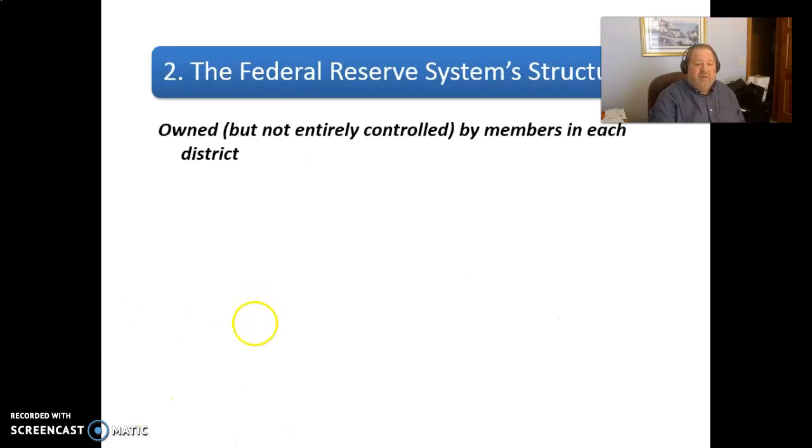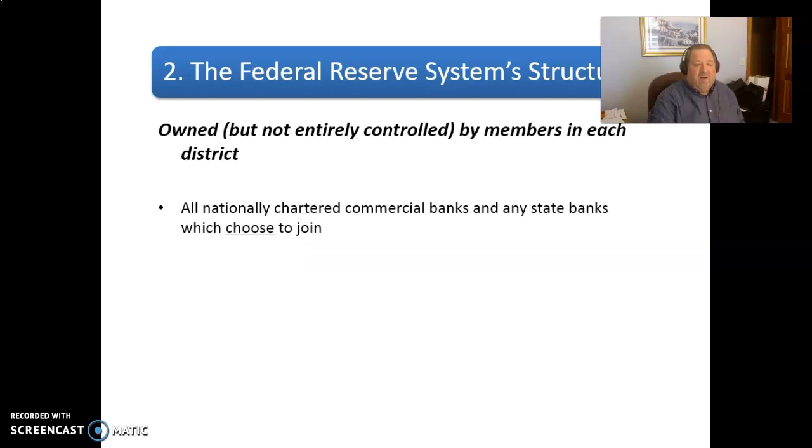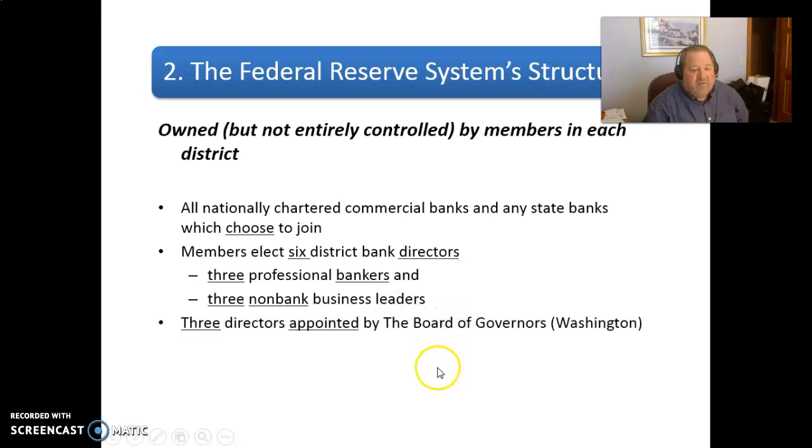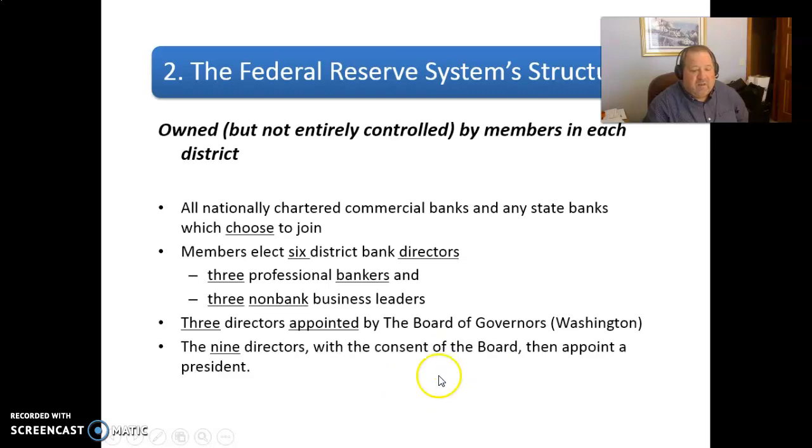Federal Reserve district banks are owned but not entirely controlled by each member bank in their district. Members are all nationally chartered commercial banks and any state banks which choose to join the Fed system. The members elect 6 district bank directors, 3 professional bankers and 3 non-bank business leaders. The other 3 directors are appointed by the Board of Governors in Washington, D.C. The 9 directors then, with the consent of the board, appoint a president.